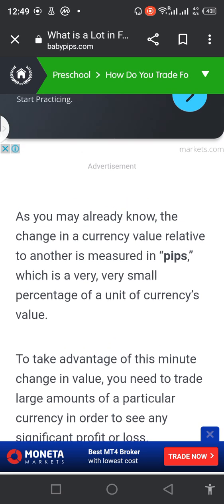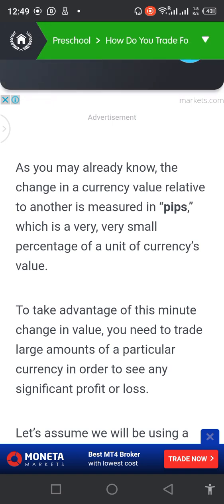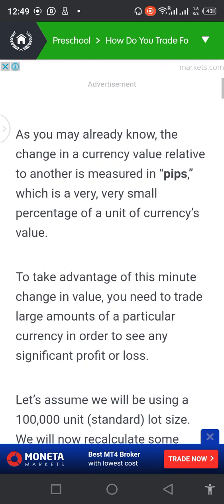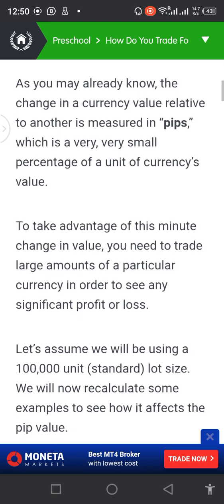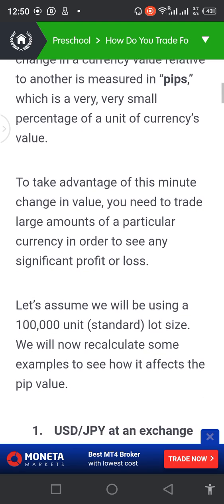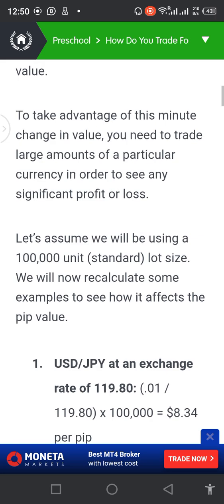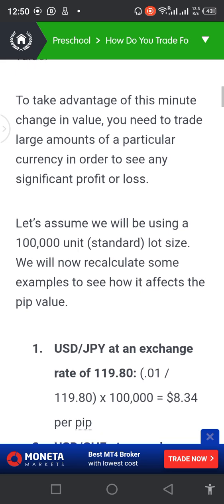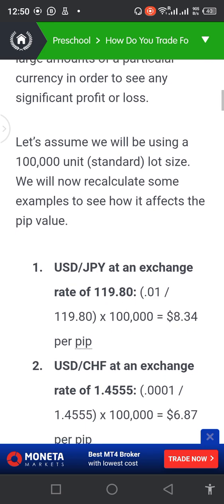As you may already know, the change in one currency's value relative to another is measured in pips, which is a very small percentage of a unit of currency's value. To take advantage of this small change in value, you need to trade large amounts of a particular currency in order to see any significant profit or loss. Let's assume we will be using the 100,000 standard lot size. We will now calculate some examples to see how it affects the pip value.